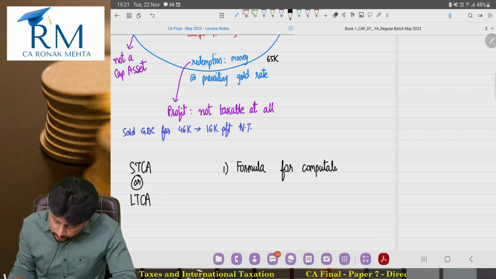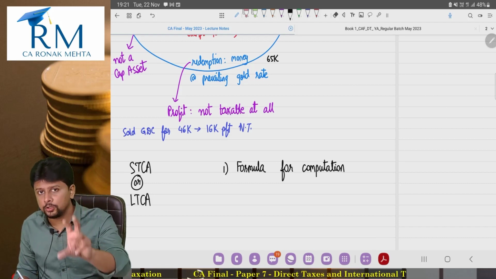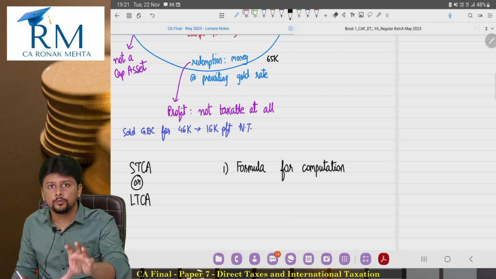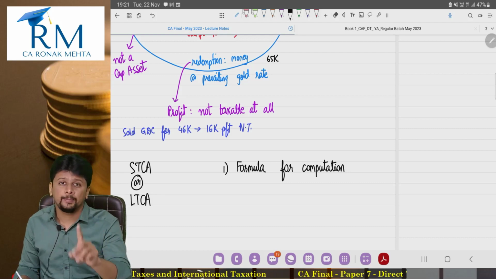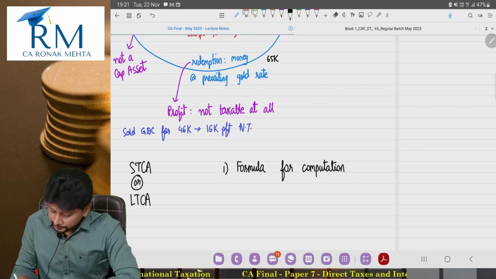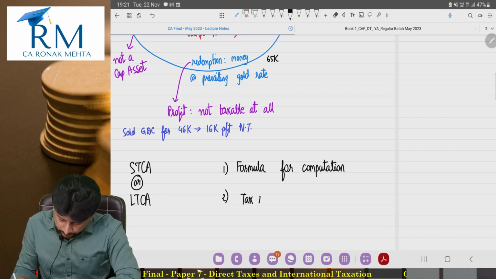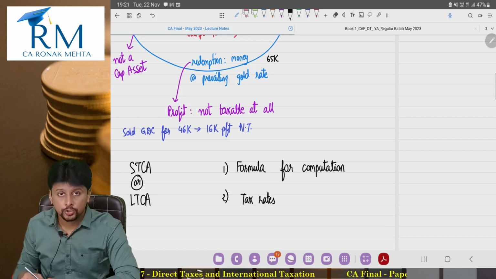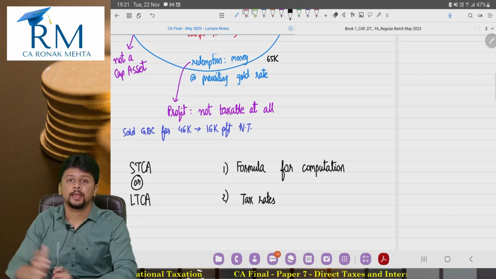We saw that computation is as per section number 48. Section 48 tells you that there are 2 formulas available, or there are 2 ways in which you will calculate capital gains. That depends on the type of your capital asset, short term or long term. Second, the rate of tax. Tax rates for short term capital gain are different, and tax rates for long term capital gain are different.